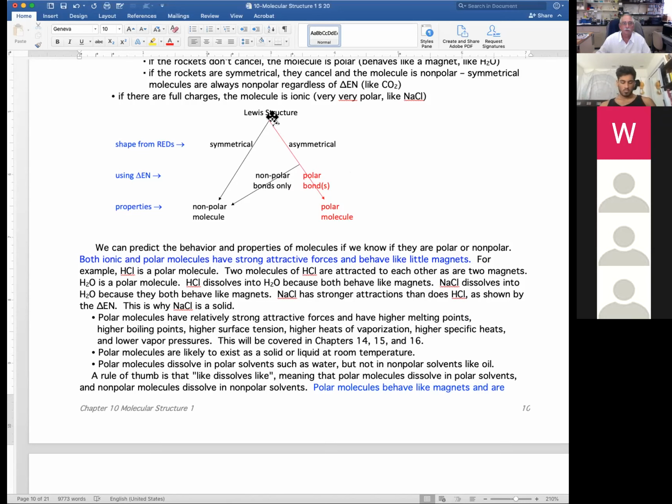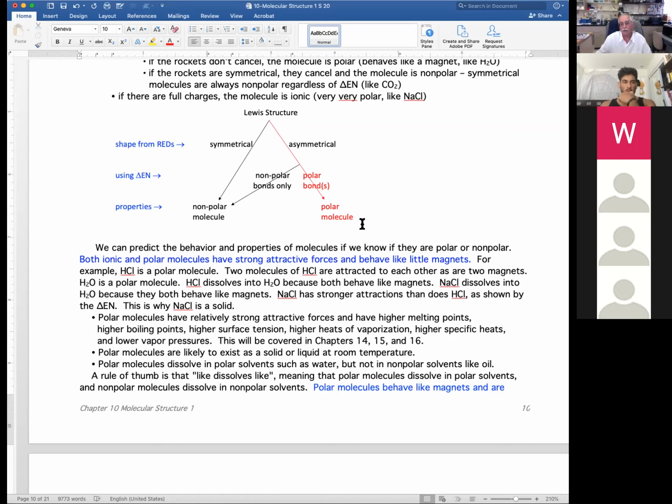So first you get the Lewis structure. It's either symmetrical or asymmetrical. You get that shape from the number of regions of electron density. Then we look at the difference in electronegativity. So if there's non-polar bonds only, it's a non-polar molecule. If there are polar bonds, it might be a polar molecule. But notice that this is because it's asymmetrical over here. You have to be asymmetrical and have polar bonds for it to be a polar molecule.